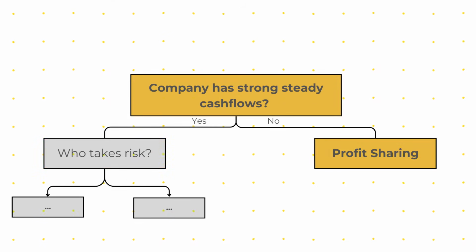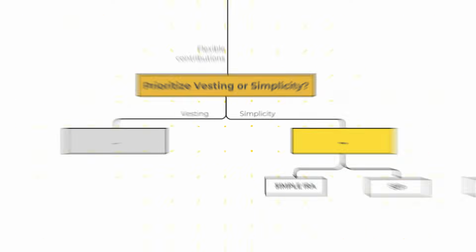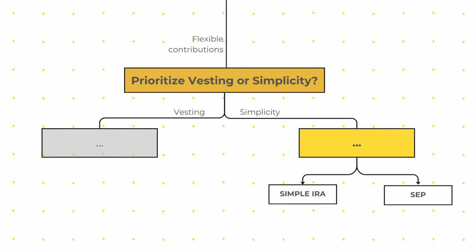Now, going back up, if our client needs the flexibility to decide which years to fund the retirement plan, we're looking at profit sharing plans and a few other options. To narrow it down, you might look for a strong need for vesting, either because there's high employee turnover or the owner wants to only reward long-tenured employees. Alternatively, they may express a strong desire for a super simple plan to install and run. If it's the latter, we've narrowed the choices down to SIMPLE IRAs and SEPs.